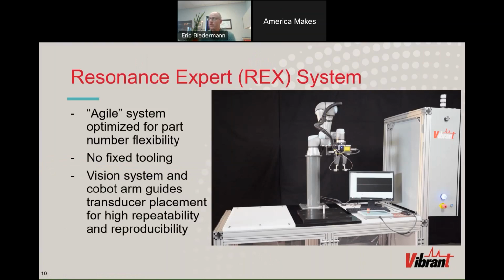For the additive manufacturing realm, we've configured a system architecture called the REX, for Resonance Expert. And this is an agile system that's optimized for part number flexibility. It doesn't use any fixed tooling. It just has a vision system that guides the transducers into the appropriate contact with the part, and it can accommodate pretty much any part geometry. And this kind of architecture is ideal for additive manufacturing applications where you have a very high mix of different part numbers and different geometries, and you just want one system that can test it all. That's what this is designed to do.